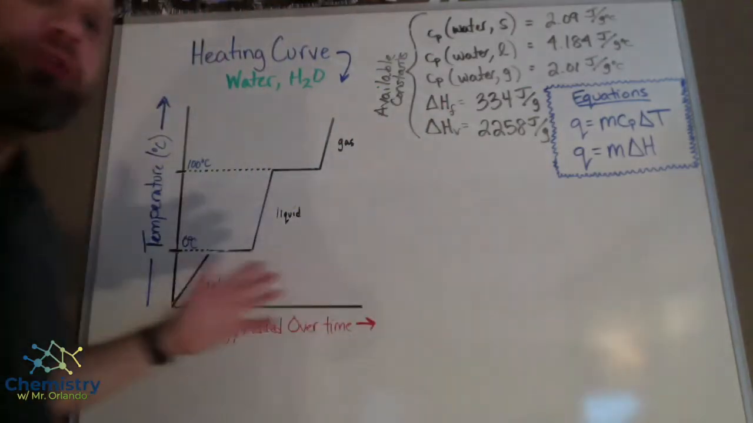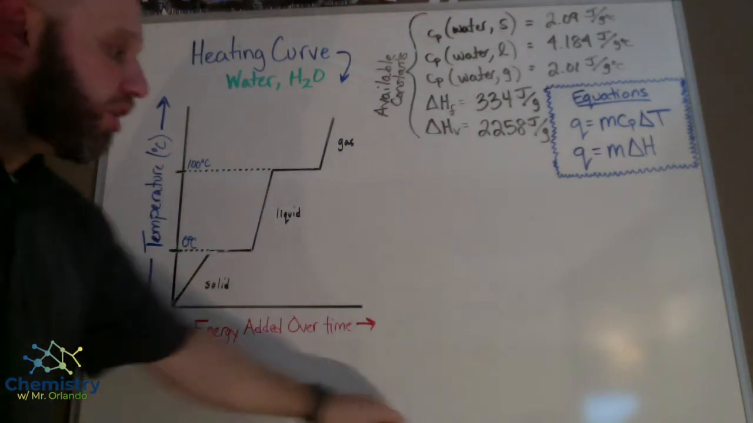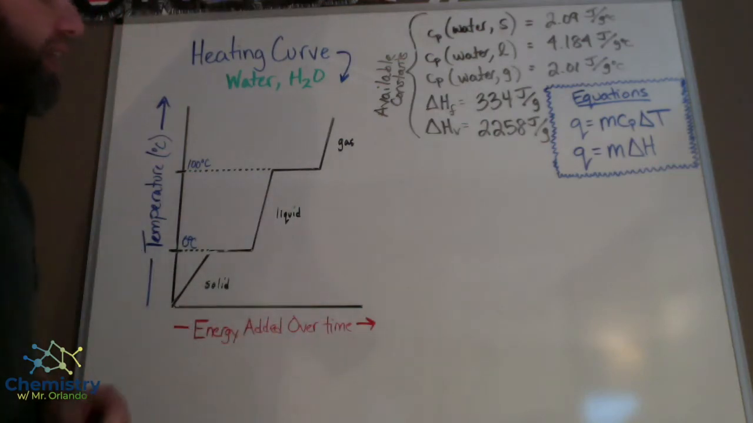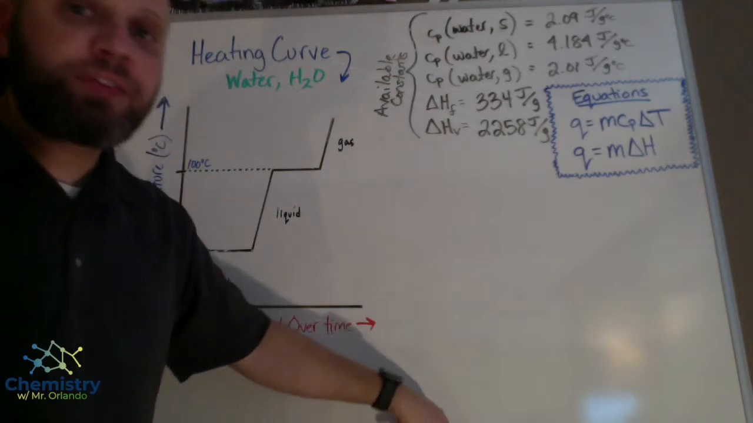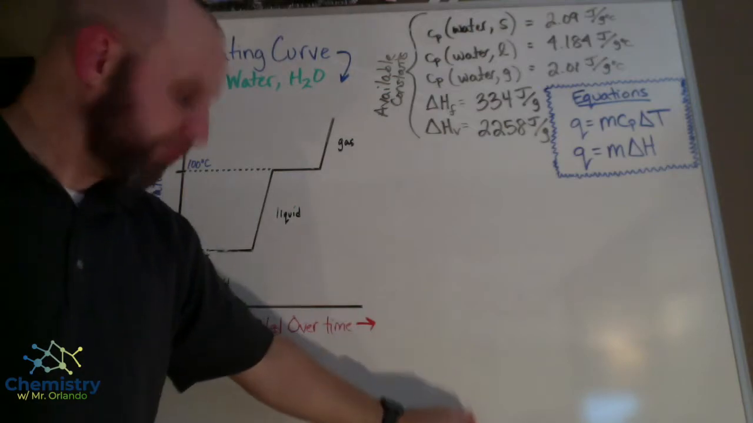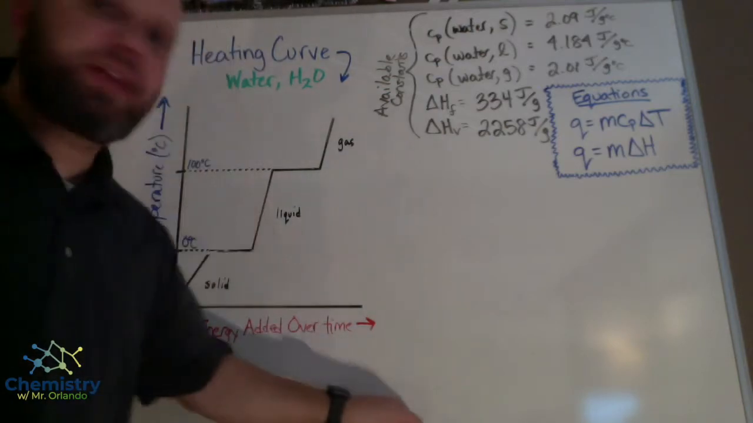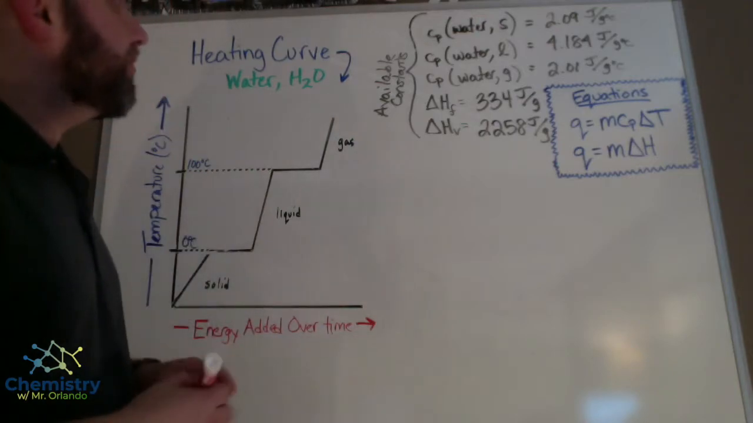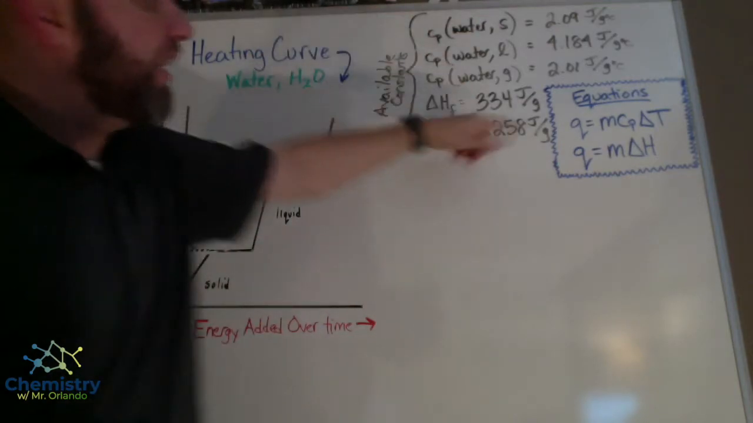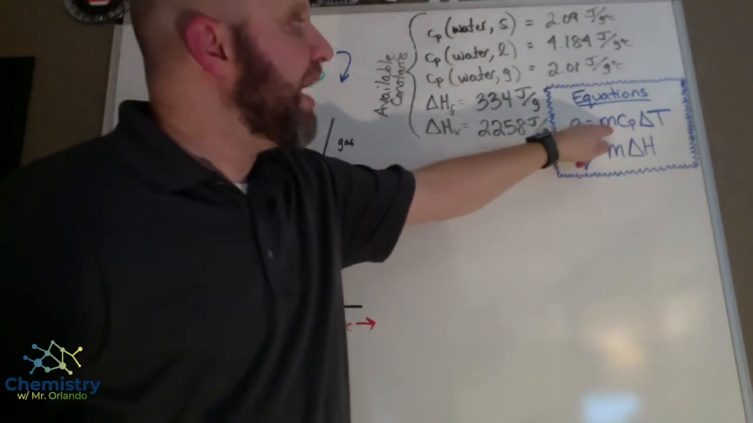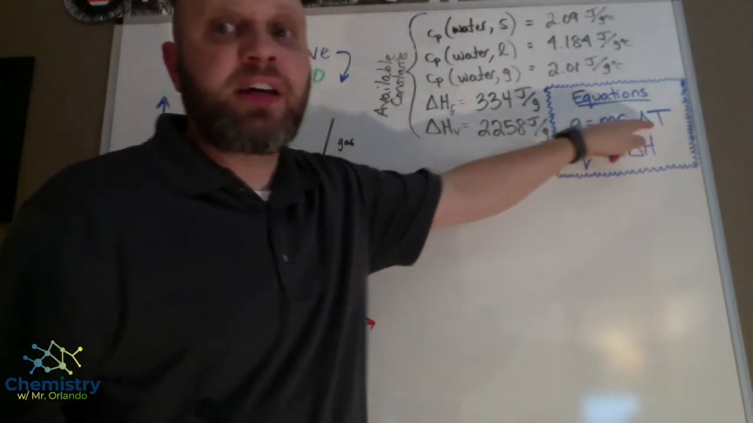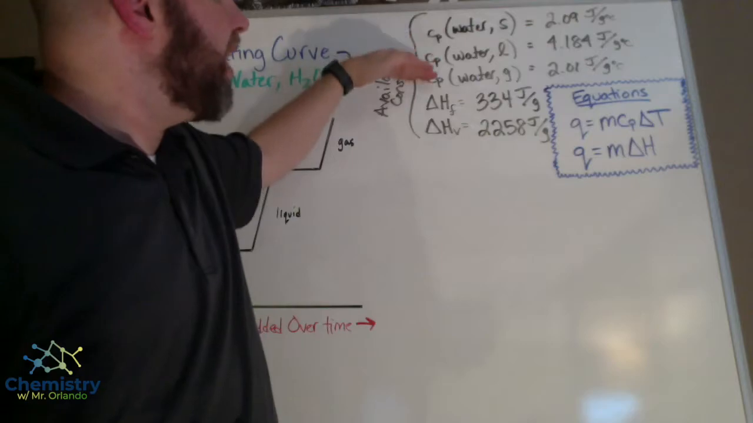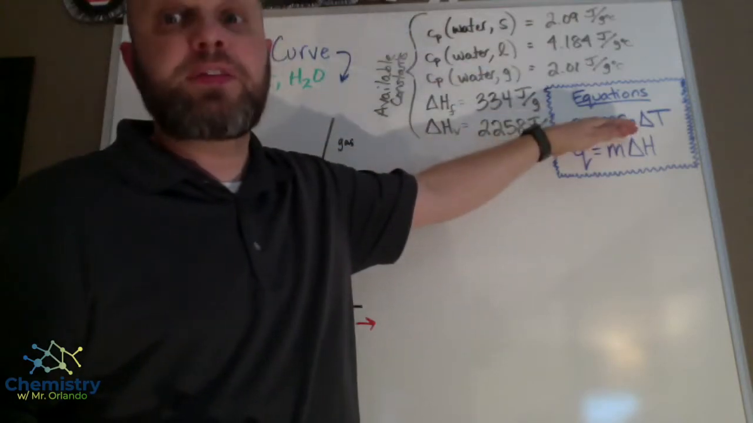So let's go take a look at our heating curve. What I want to do is try and identify where each of these constants would be used. The first thing that you'll notice is that I have an equation here, Q equals mCp delta T. So obviously the Cp constants are going to be used in this equation.